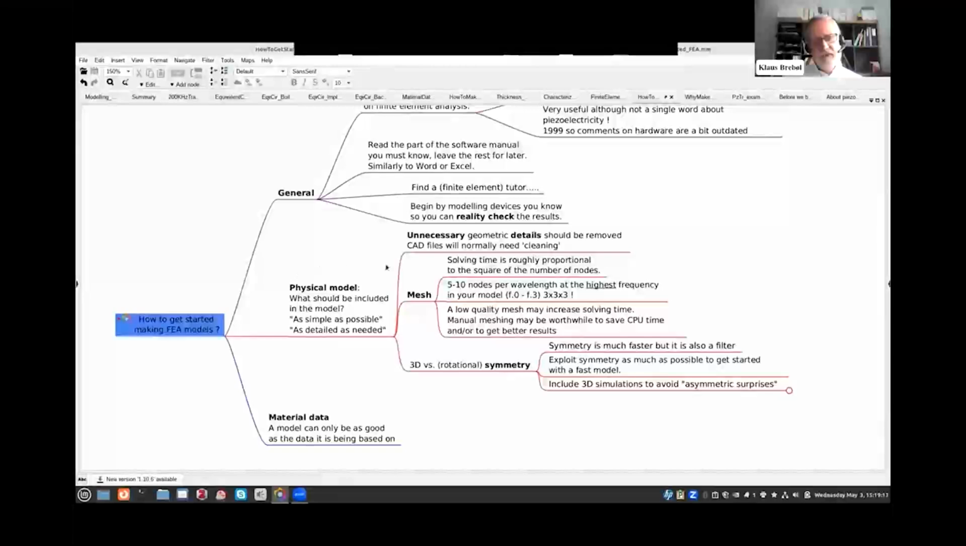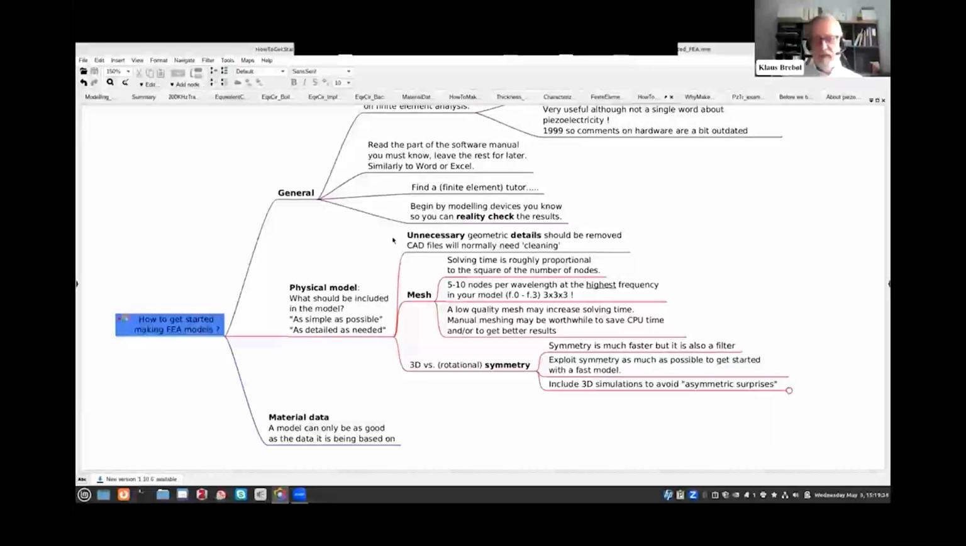And to make this model, you will need a physical model, and you will need some material data to enter into the model. I have chosen to separate those two things, but let's begin with a physical model. Naturally, what should be included in the model? Remember, as simple as possible, as detailed as needed.